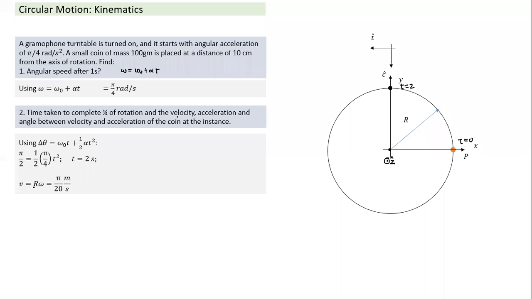So r is 1 by 10 and omega at 2 seconds is pi by 2, so it becomes pi by 20 meter per second. That will be the velocity of the coin which is placed at a distance r equal to 0.1 from the center at time t equal to 2 seconds. Now what else do we need to find? Acceleration. Let's find acceleration also.